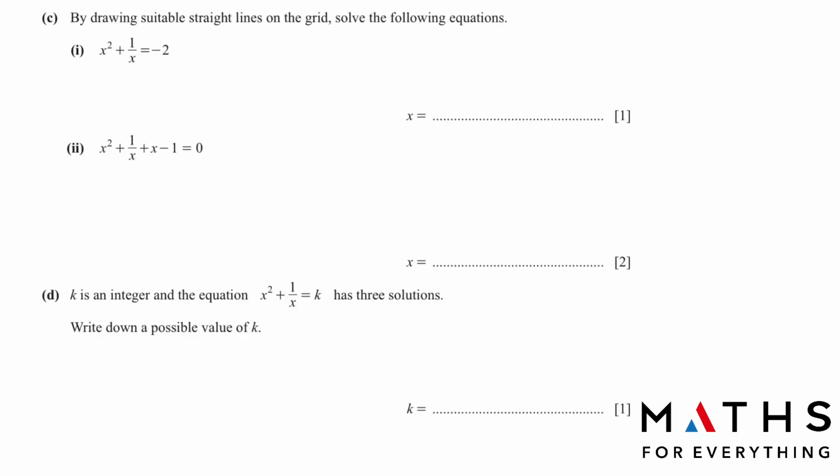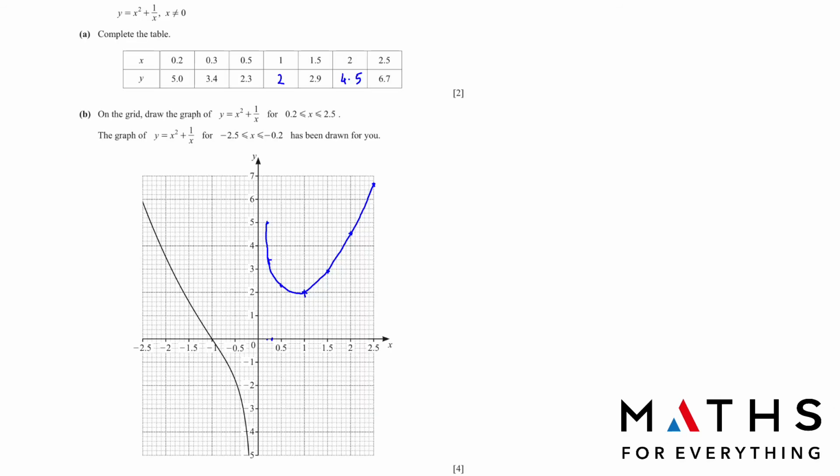Now moving on to part C. By drawing suitable straight lines on the grid, solve the following equations. x squared plus 1 over x is equal to negative 2. Our equation is x squared plus 1 over x and it is equal to negative 2. So at negative 2, that is our y value. You draw a straight line and find the corresponding x value.